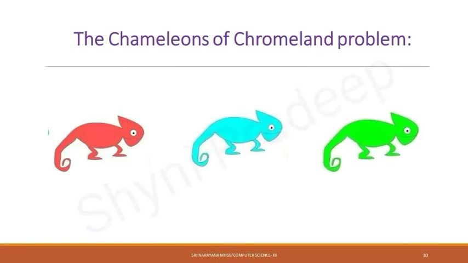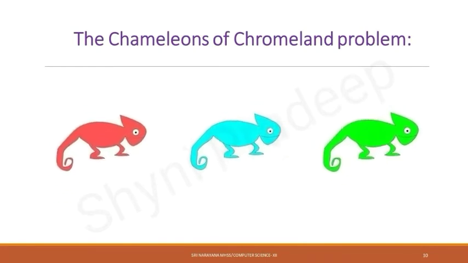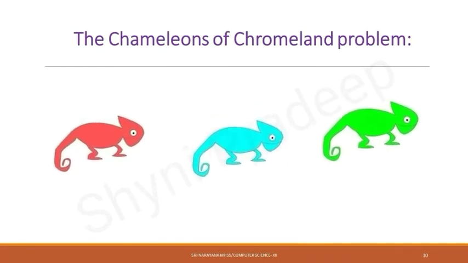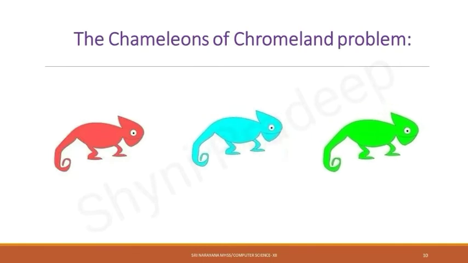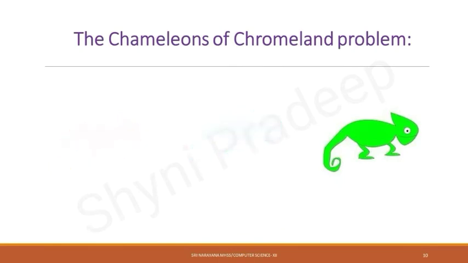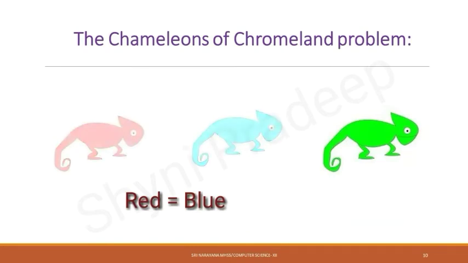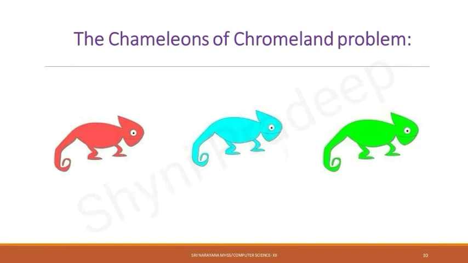And 2 types of chameleons are equal in number, which means equal number of red and green, or equal number of blue and red, or equal number of green and blue. You can take any 2 colors in the same numbers. Let us take red and blue chameleons equal in number, so red is equal to blue. But the question is, can all the chameleons ever be a single color at the end? Is it possible? The answer is yes. But how can that happen? Let us see that.